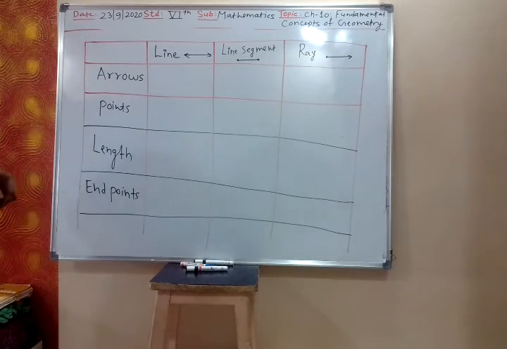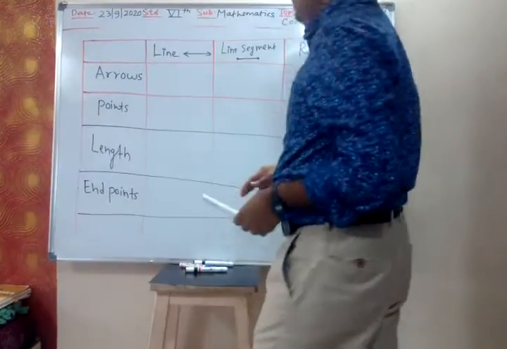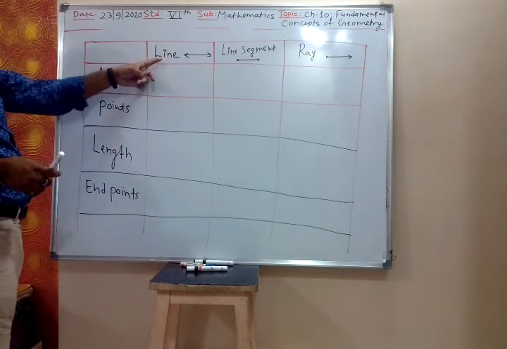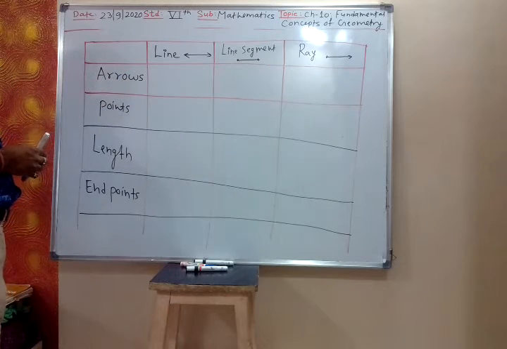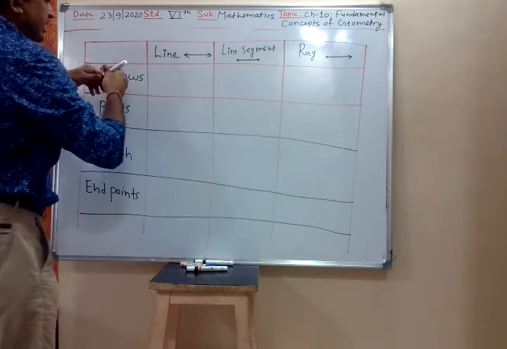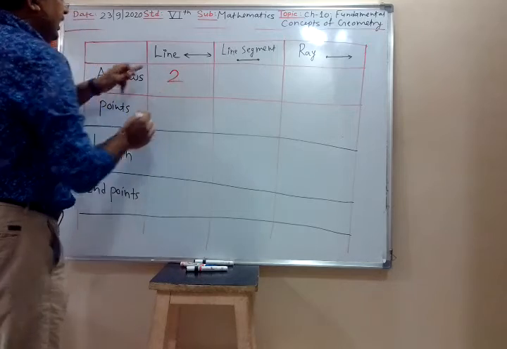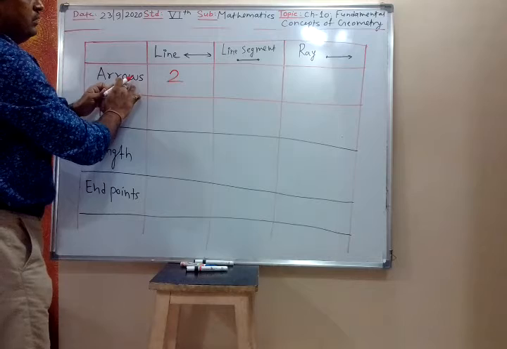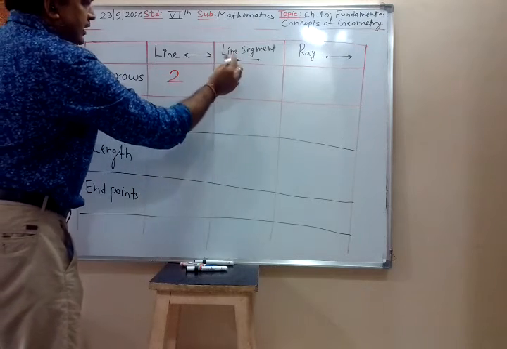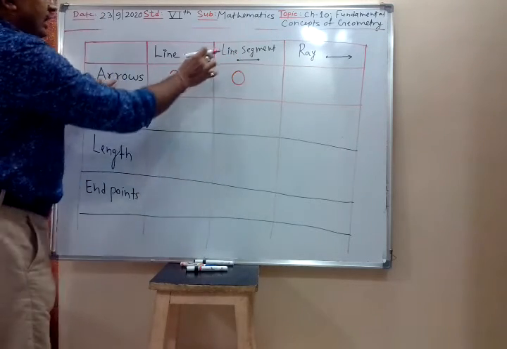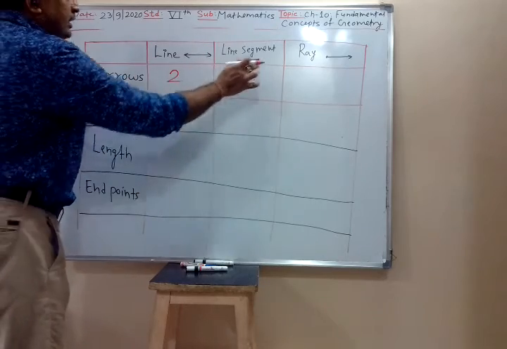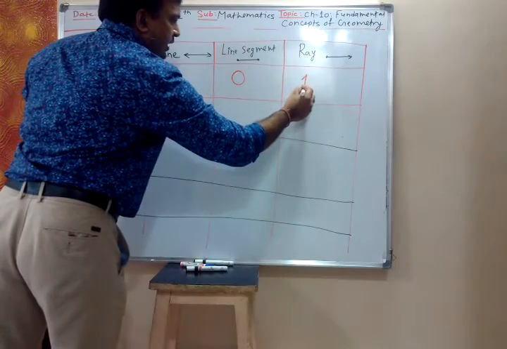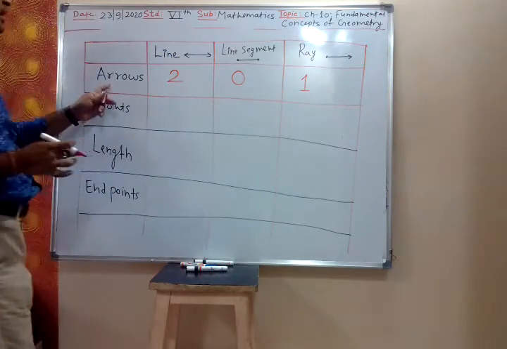First we will see this line. A line has how many arrows? Yes, a line has 2 arrows, so we write 2. A line segment has how many arrows? Line segment, 0. A line segment has 0 arrows. Then a ray has how many arrows? 1 arrow. We write 1. A ray has 1 arrow.